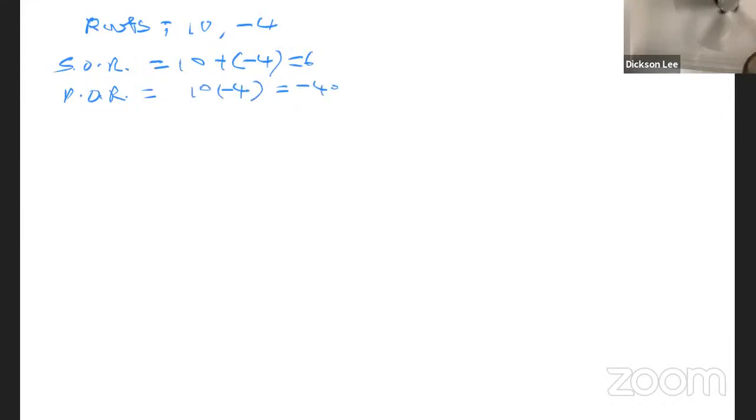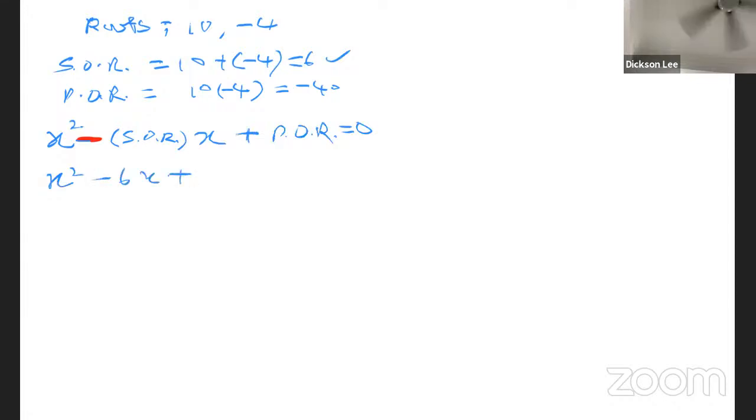Be careful. When you use formula, the formula is x squared, okay, minus. This is minus. A lot of people make mistake. This is minus. x squared minus sum of roots, and then x, then plus product of roots equals 0. So you just substitute x squared minus sum of roots, 6x plus product of roots minus 40. So you go straight up, put minus 40 here.